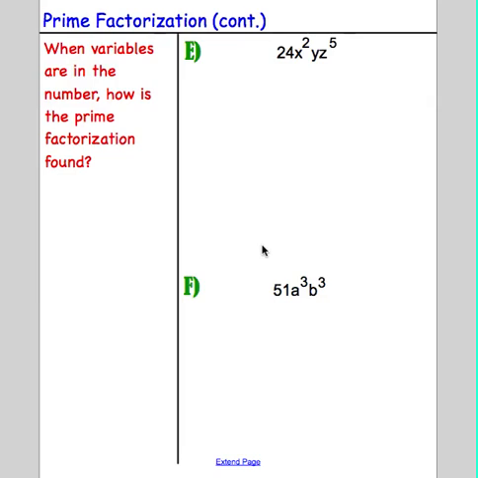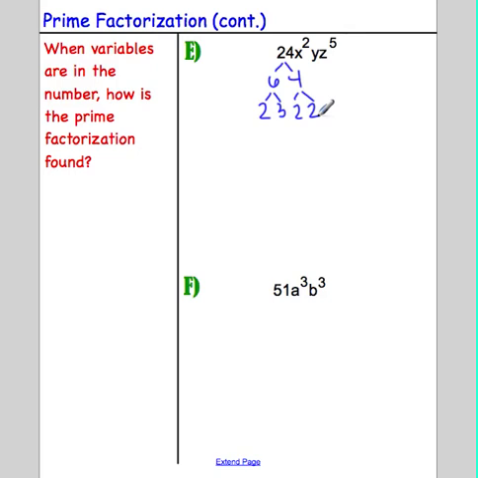Hopefully by now you've had a chance to get some ideas and brainstorm how you might prime factor when you have variables involved. So the first thing I want to do is focus on this 24. I know that this ends up coming out to 6 and 4, which breaks down into 2, 3, 2, and 2. Now the thing about variables, we don't know what they represent, so therefore they are prime.